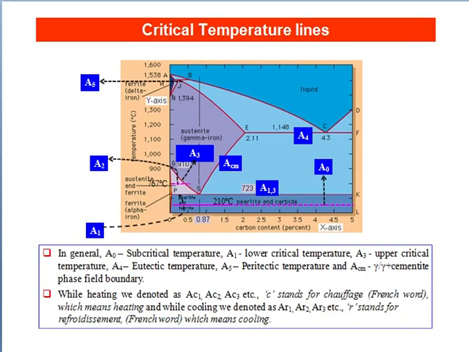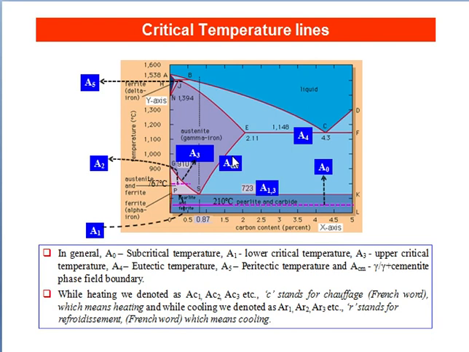Critical temperature lines. This is carbon content and this is temperature. In general, A suffix 0 is subcritical temperature, A1 is lower critical temperature and A3 is upper critical temperature. A4 is eutectic temperature, A5 is peritectic temperature, A suffix Cm is austenite plus cementite phase field boundary.